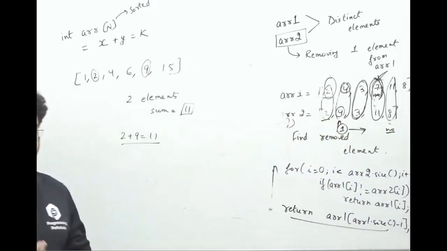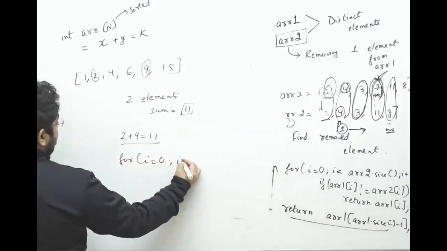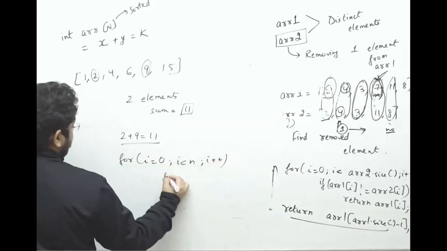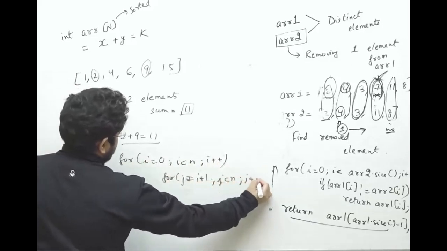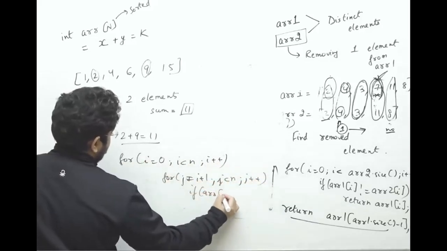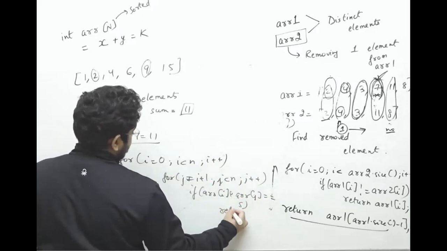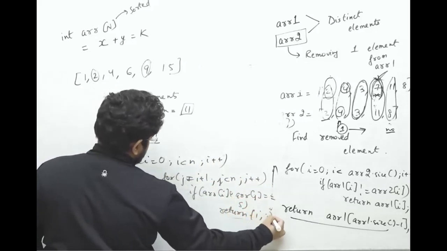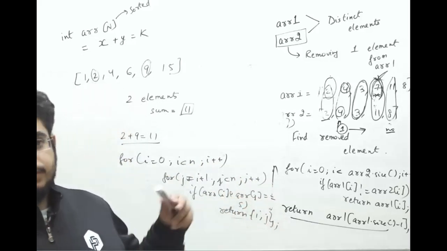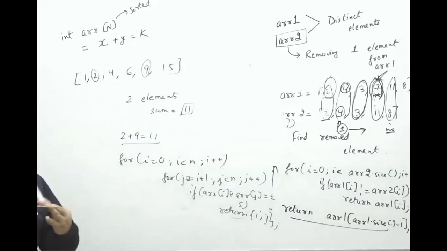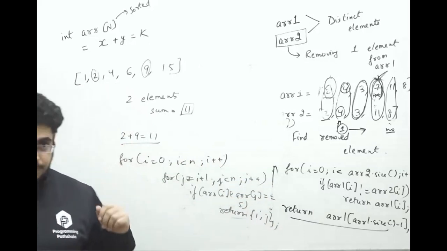Absolute brute force would be 2 loops, right? I simply write for i equal to 0, i less than n, i plus plus, for j equal to i plus 1, j less than n, j plus plus. If array i plus array j becomes equal to sum, you return the pair i, j. Do you all agree with this? Simple, 2 loops. First loop, fix an element. Second loop, fix the second element. Check the sum. If it becomes s, that is your answer. Everyone agrees with this?